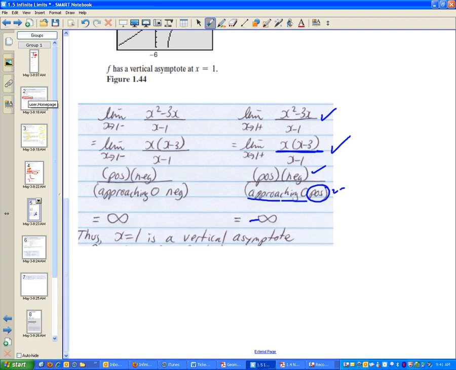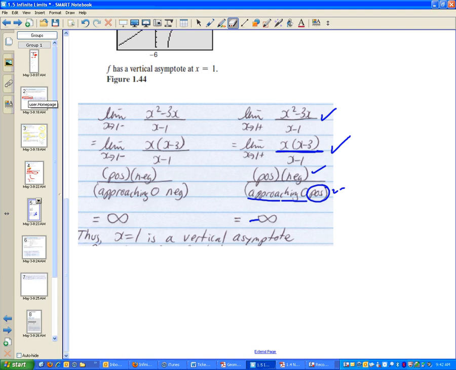Now, I kind of wrote this wrong. It's not really "thus x equals 1 is a vertical asymptote." I already knew that. As soon as I factored everything and knew that I could not remove that x minus 1 as a factor, I knew at that point x equals 1 is a vertical asymptote. It should be "thus, I know what the graph looks like now."